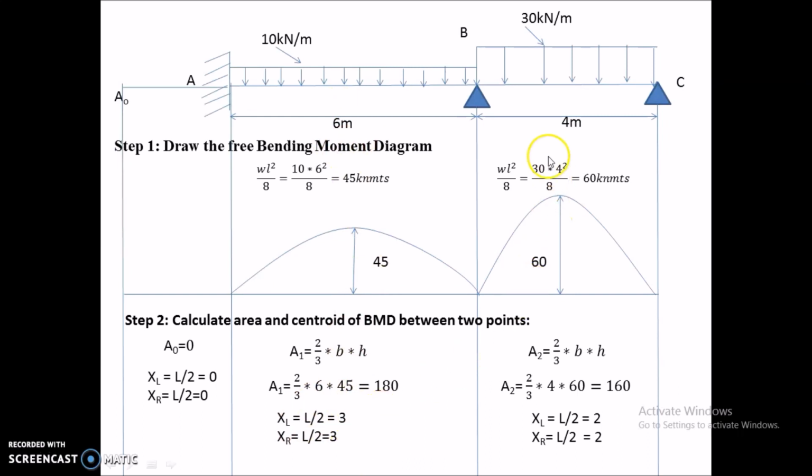Now coming to the third span BC, the area is 2/3 of base into height. Here base is 4 and height is 60. So by substituting these values, 2/3 of 4 into 60 gives me 160.